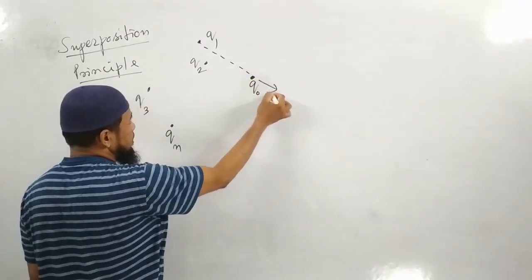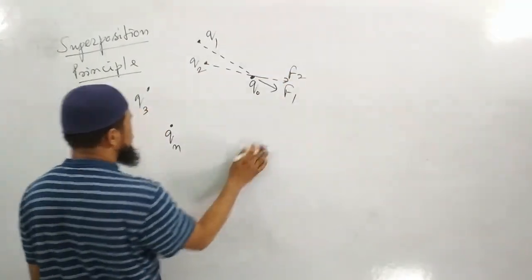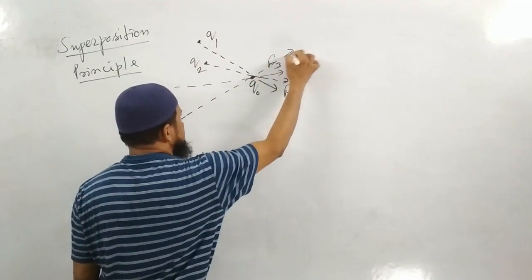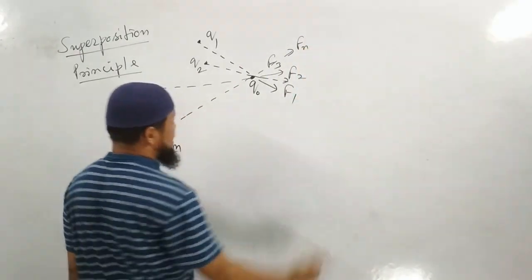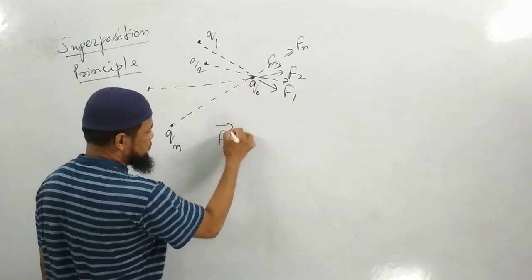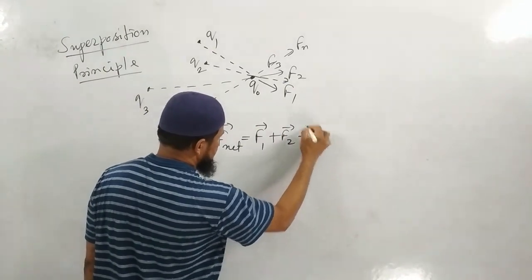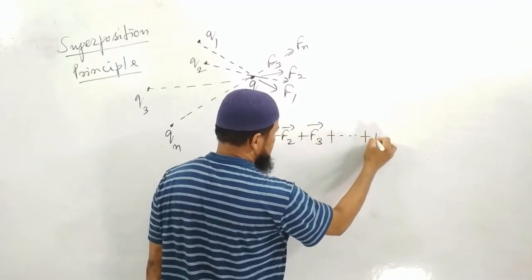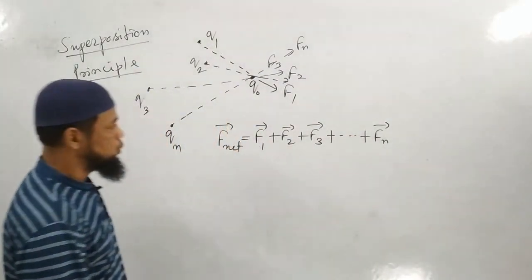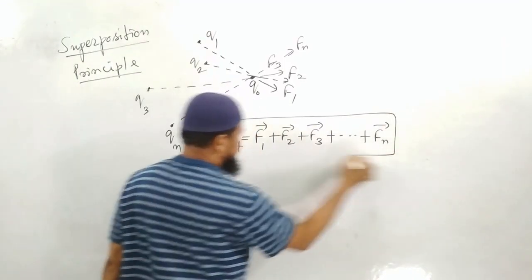One force will be by Q1, another force will be by Q2, the third force will be by Q3, like this. Total n charges are there. How many forces will be there in total? N number of forces. Then what will be the net force? Net force will be the vector sum of F1 plus F2 plus F3 plus up to Fn bar. This is called the superposition principle.